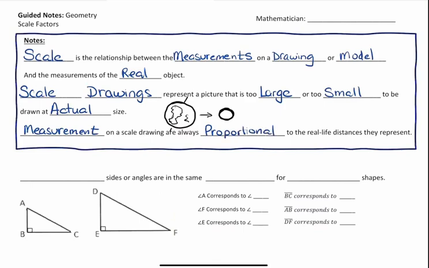Now, this is one thing that's also going to be true about scale factors, and for a lot of the problems we're going to be doing, it's going to be assumed or inferred: measurements on a scale drawing are always, always, always proportional. Proportional is something we talked about in a previous unit, but that just means they have the same ratios, equal ratios or equal proportions. And we'll get more into that later.